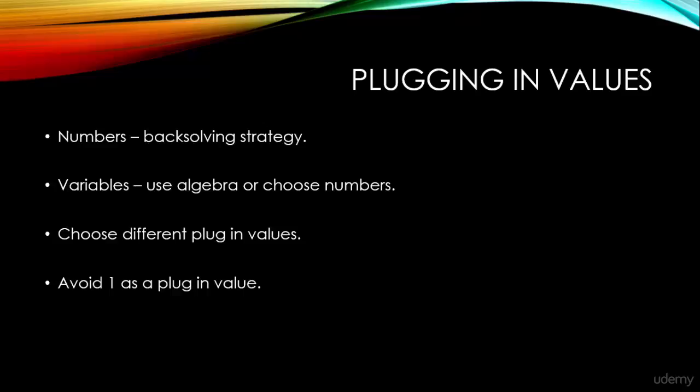Let's say there are three variables in the problem. As a general rule, it's a good idea to pick a different prime number for each variable. Always avoid 1 as a plug-in value because if z is equal to 1, then y and yz square have identical values. If two of the answer choices equal each other for certain plug-in values, that's a good sign to choose different plug-in values.